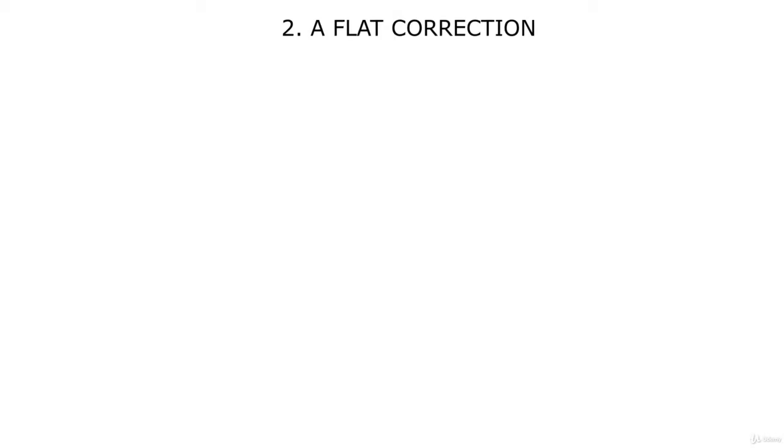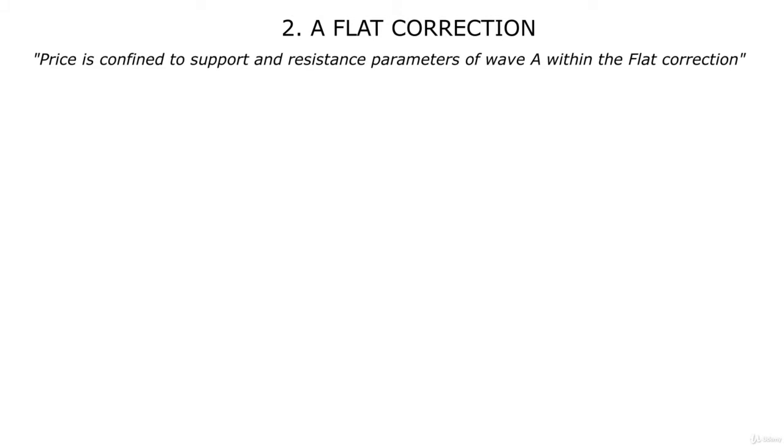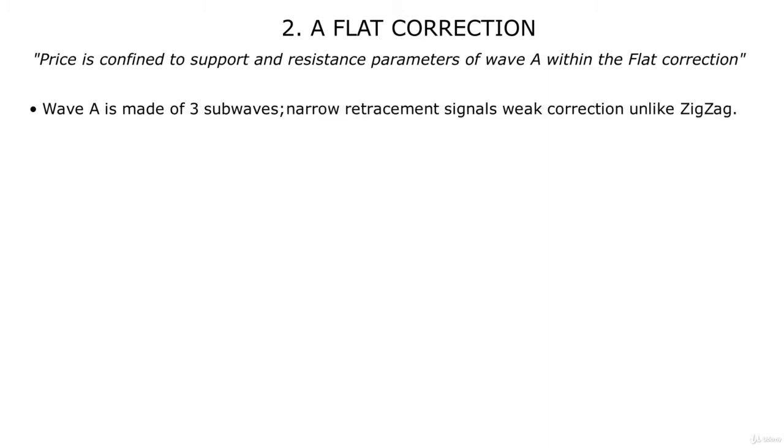The second type of corrections we are studying are called flat corrections. As the name suggests, a flat correction is confined to horizontal support and resistance zones. Unlike in a zigzag, where wave A is made up of 5 subwaves, the wave A in a flat is just made up of 3 waves. This by itself signals a lack of strength to correct deeply the prior impulse wave.